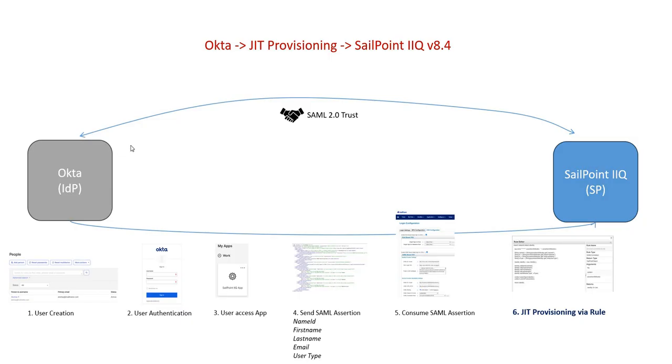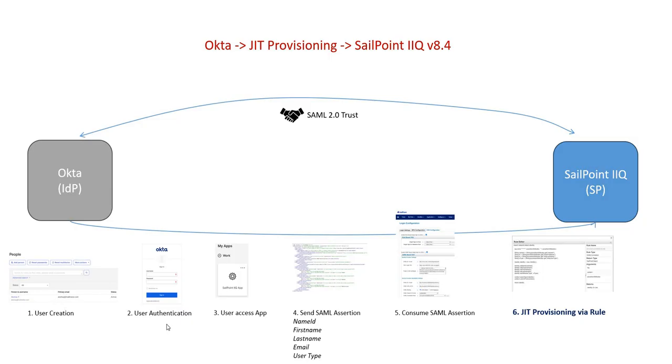So the first step towards that is to integrate these two applications, Okta and SailPoint, for single sign-on. In my lab, I have already done that with the help of the SAML 2.0 protocol. Then the first step is to create an external user like a contractor or a partner on the IDP side. So proper credentials and access need to be given for the application.